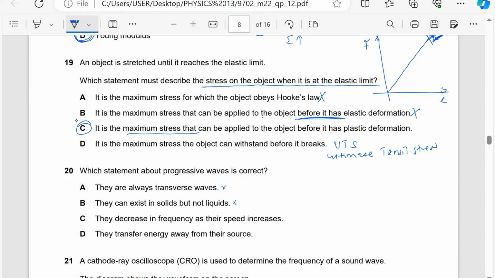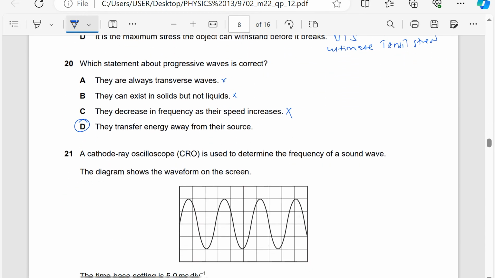They decrease in frequency as their speed increases. This is not true. The frequency of a wave depends on the source, not on the medium. So the answer is going to be D. They transfer energy away from the source. Progressive waves are those waves which transfer energy away from the source. The opposite is the stationary waves, which do not transfer energy.